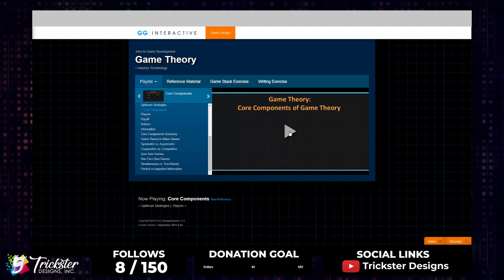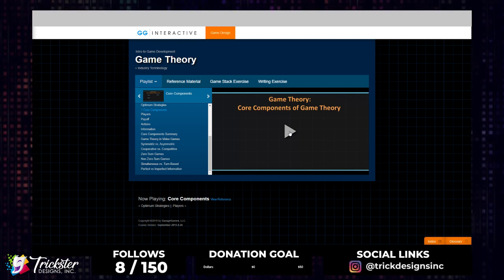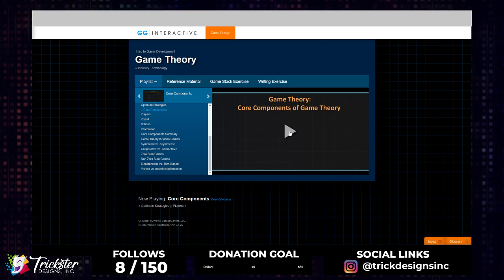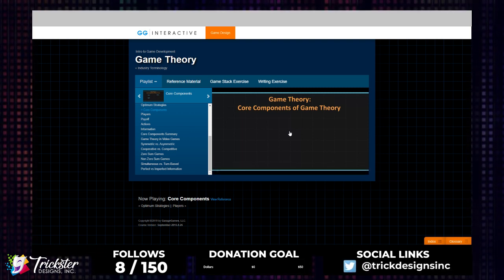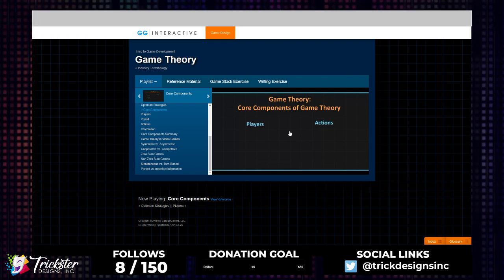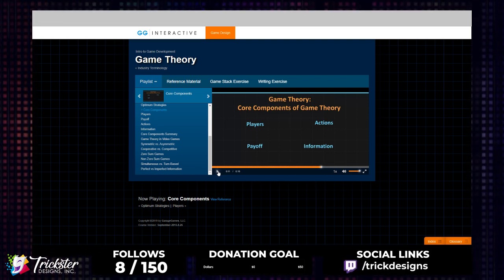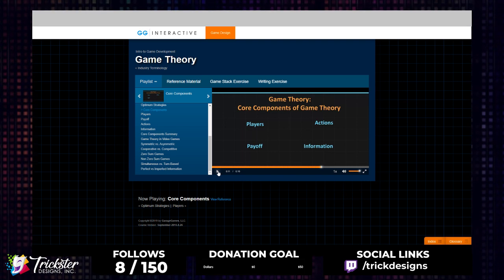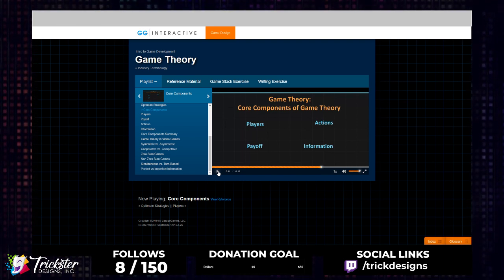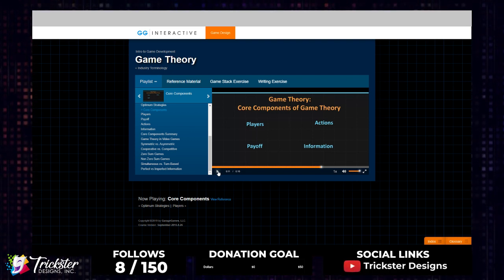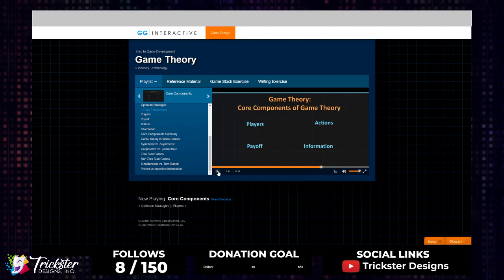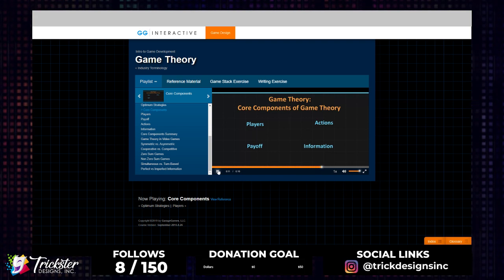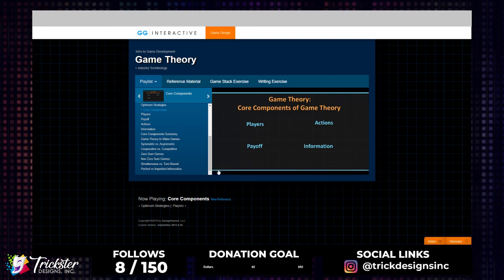Game theory, core components. For the purposes of game design, we can simplify the applications of game theory to four components: players, actions, payoff, and information. Alright, so let me write this down. Players, actions, payoff, and information. These core components are then the basis for the full set of rules for a game.